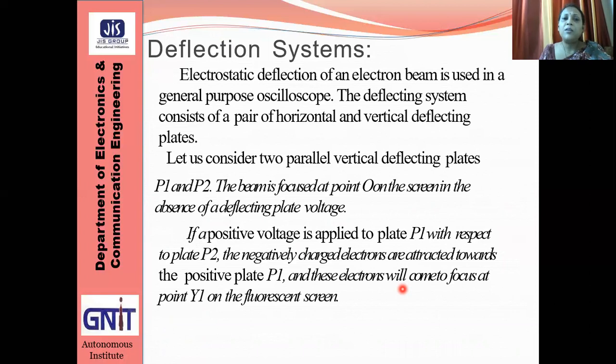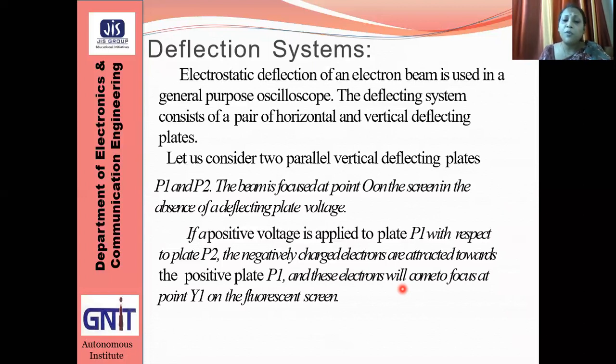Electrostatic deflection of an electron beam is used in a general purpose oscilloscope. So this is mainly the deflection system. The deflector system consists of a pair of horizontal and vertical deflection plates, as already shown in the earlier slide. Now let us consider two parallel vertical deflecting plates P1 and P2. The beam is focused at point O on the screen in the absence of a deflecting plate voltage.